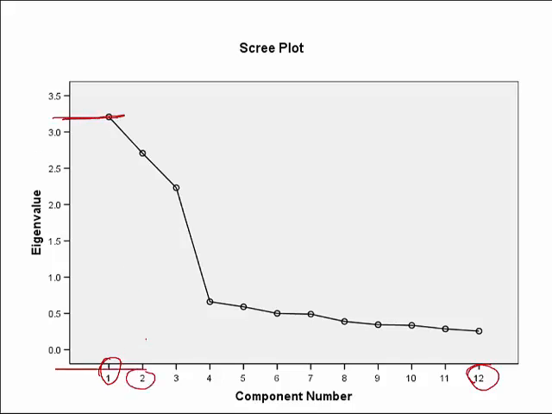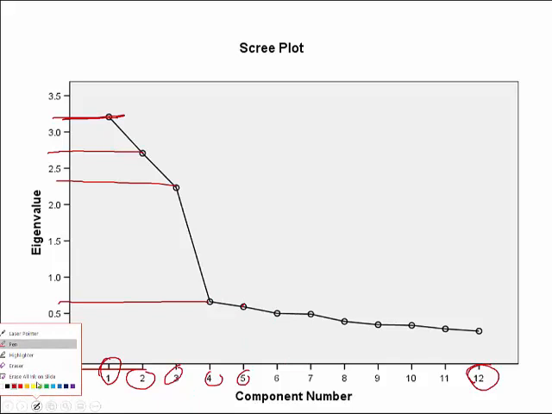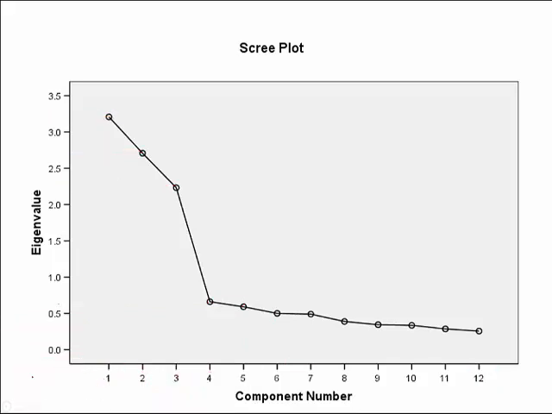The eigenvalue for my second item was right here, a little bit above 2.5. The eigenvalue for my third variable was right here. And the eigenvalue for my fourth item was a little bit above 0.5. For my fifth it was about the same, and the sixth, they're going down slightly here. So this is just showing you the eigenvalue for each successive component or factor that you extract. The eigenvalues are on the y-axis, and each successive component or factor is on the x-axis.